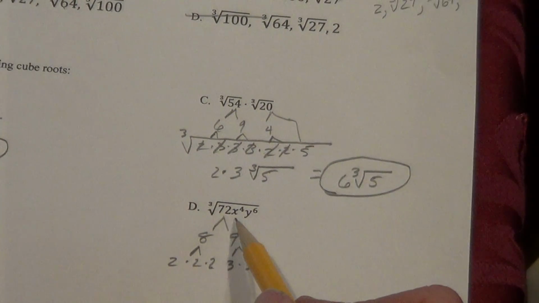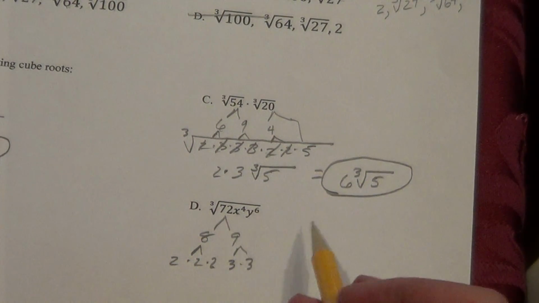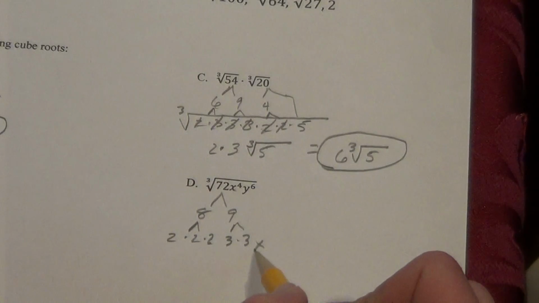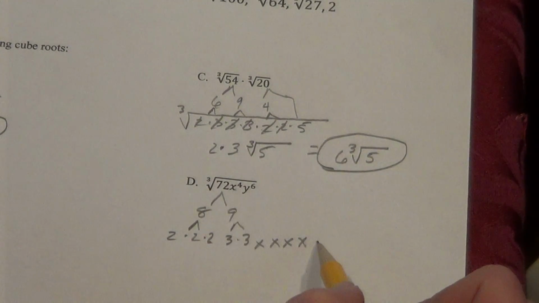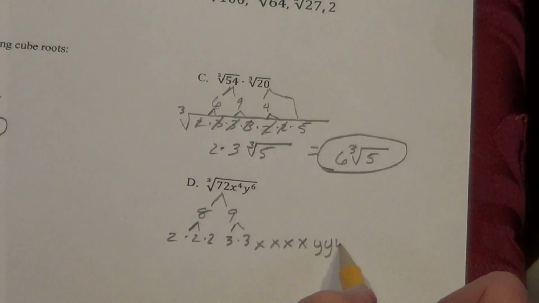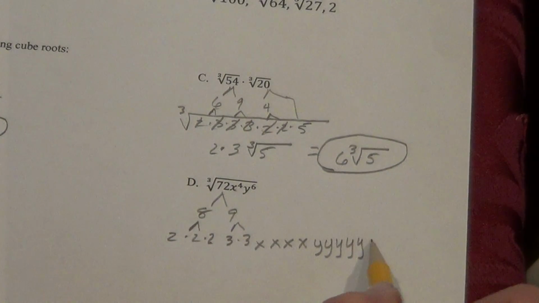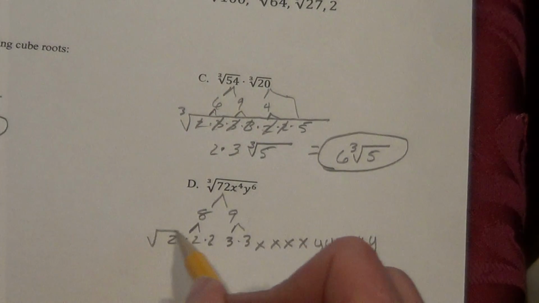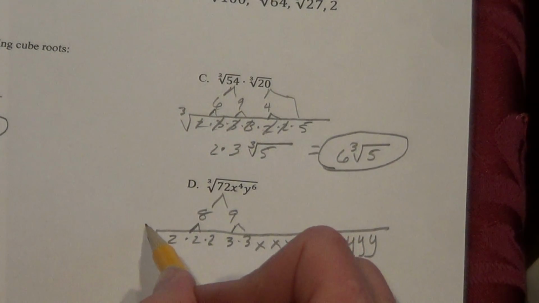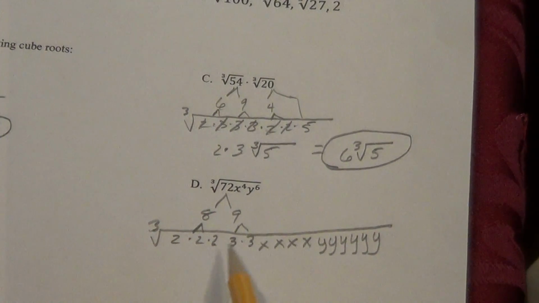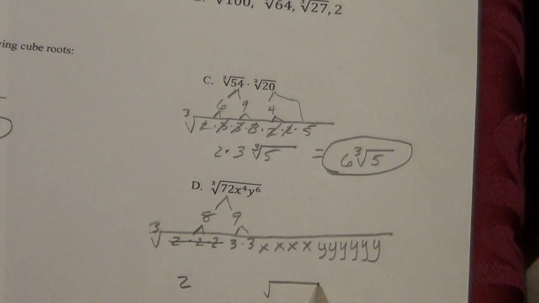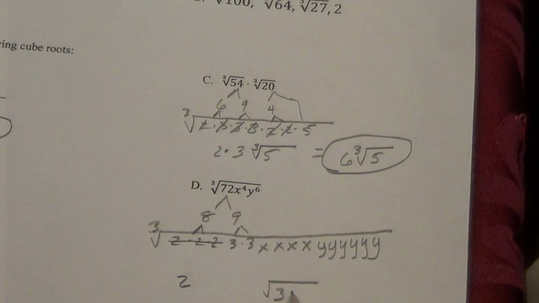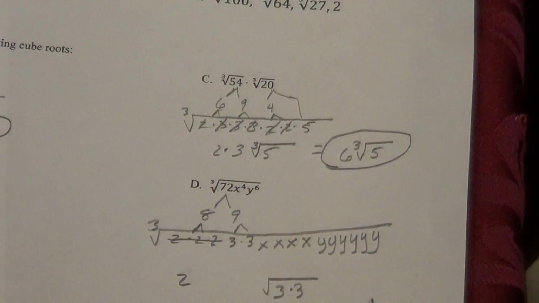Now let's expand our variables. There's 4 x's, so we have x, x, x, x, and there's 6 y's. 1, 2, 3, 4, 5, 6. Now put them all back in prison. It's a cube root, so it takes 3 to get one out. We have 3 2's right there. That comes out as a 2. There's only 2 3's, so we go ahead and put the 3 back in prison. 3 times 3 stays in prison.